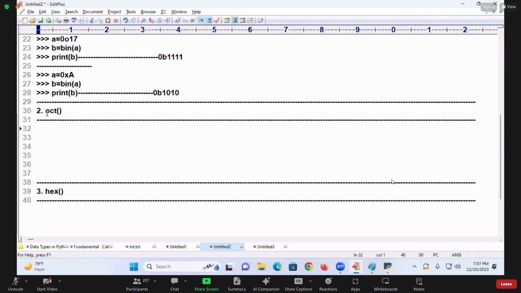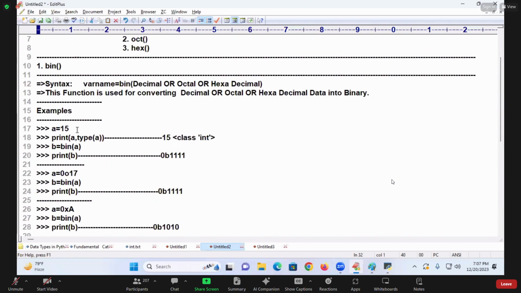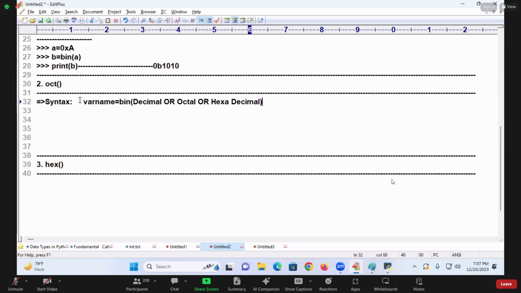Now I'll go to the oct function. Same syntax. Now I'm going to write it like this. The syntax is oct, and inside it, decimal, binary, and so on. Are you following me? Yes.